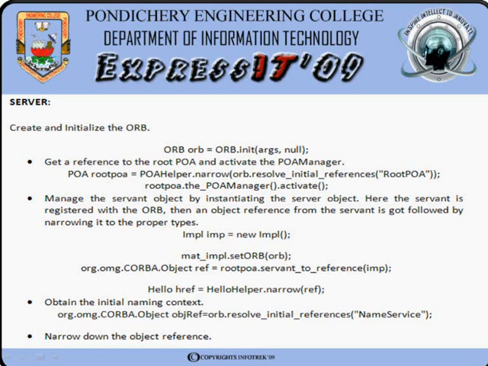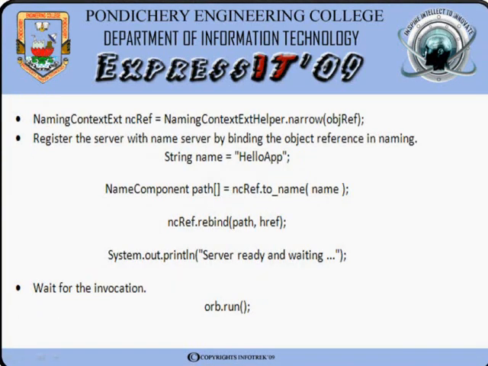In the server side, the following steps have to be followed. First is to create and initialize the ORB, and next is to get a reference to the root POA and activate the POA manager. Next, the servant is registered with the ORB, then an object reference from the servant is got, followed by narrowing it to the proper types. And next is to obtain the initial naming context, and finally to narrow down the object reference. Next is to register the server with the name server by binding the object reference in naming, and wait for the invocation.